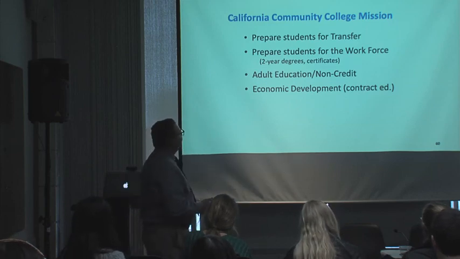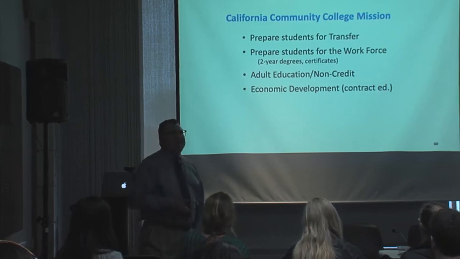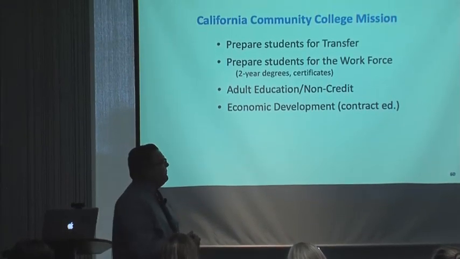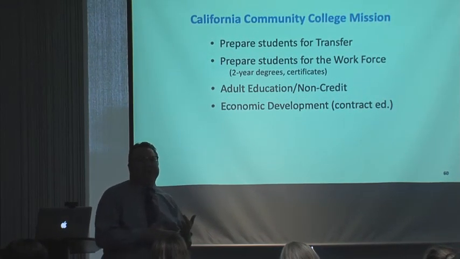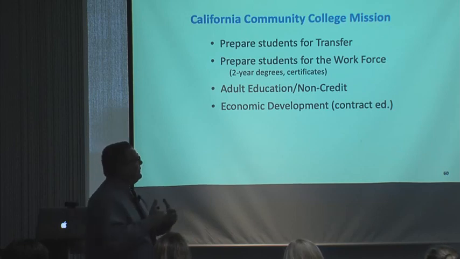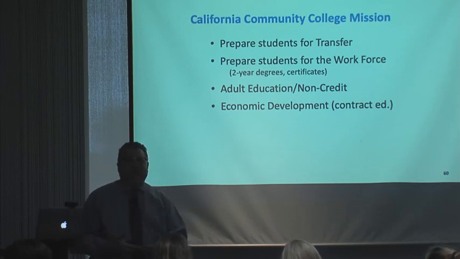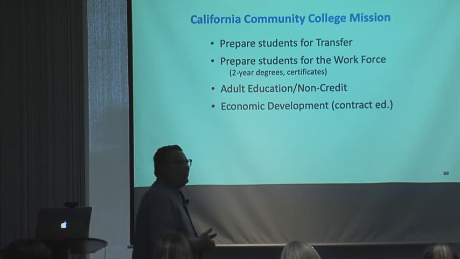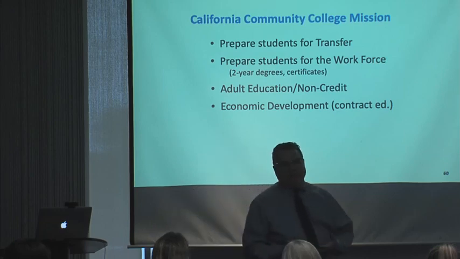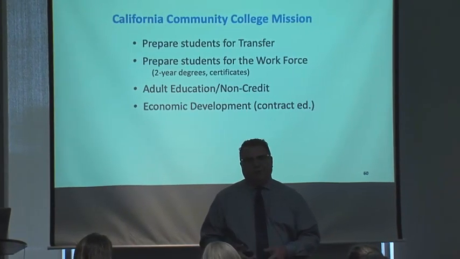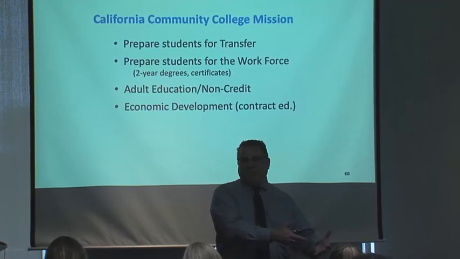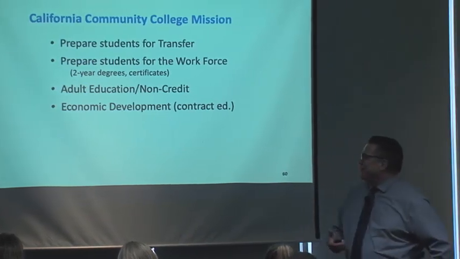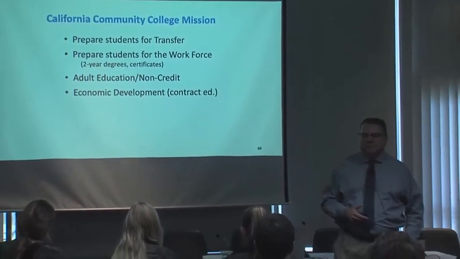What's our job? Our job is very complex for the resources that we actually have. One is to prepare students for transfer. They take their first 2 years theoretically at the community college and then they transfer on. But we also are responsible for preparing students for the workforce. Get a two-year degree or certificate, here are some skills so you can go out and get a job. They don't need a bachelor's degree for those jobs. That's actually probably the biggest chunk of what we do.